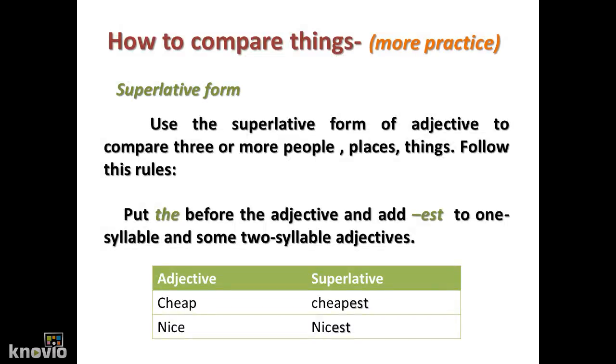But besides comparing, we have more to practice. In this case, we have the superlative form. Use the superlative form of the adjective to compare three or more people, three or more places, or three or more things. In this case, you have to add -est to some one-syllable or some two-syllable adjectives. Example: cheap, cheapest; nice, nicest.